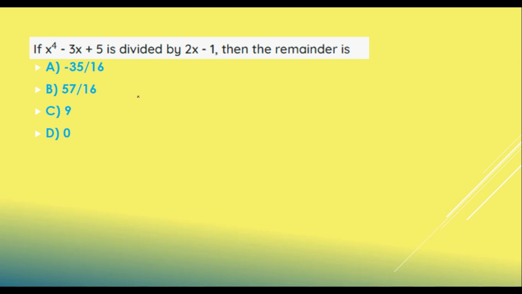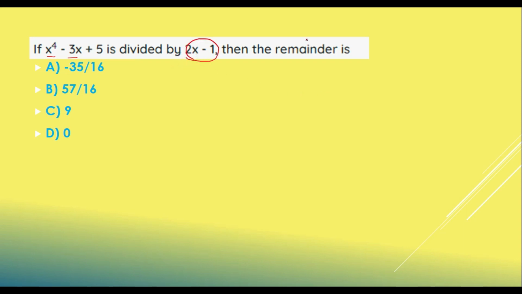Second one. The next practice problem is divide this one, x to the power 4 minus 3x plus 5. You see, while you write the coefficients of x, be careful. X to the power 4 has coefficient 1. There is no x to the power 3, so 0. The x squared part is 0, and then minus 3, plus 5. Okay, in that way you write the coefficients and divide by 2x minus 1.